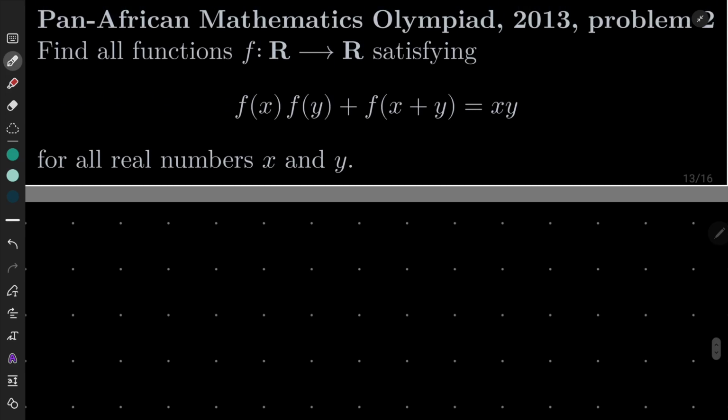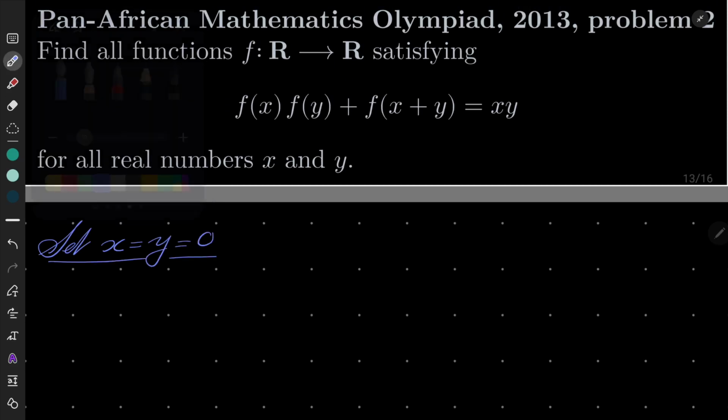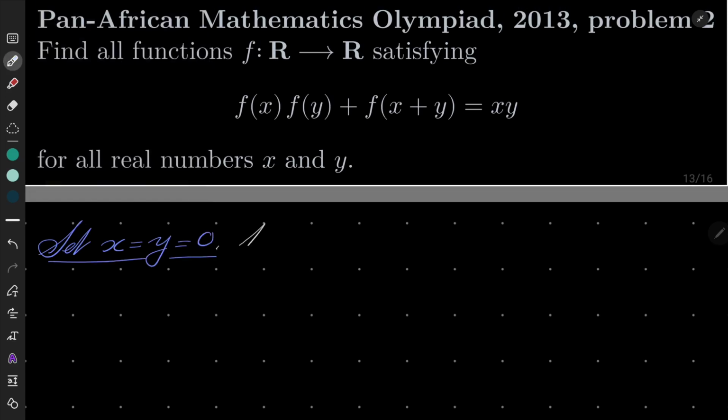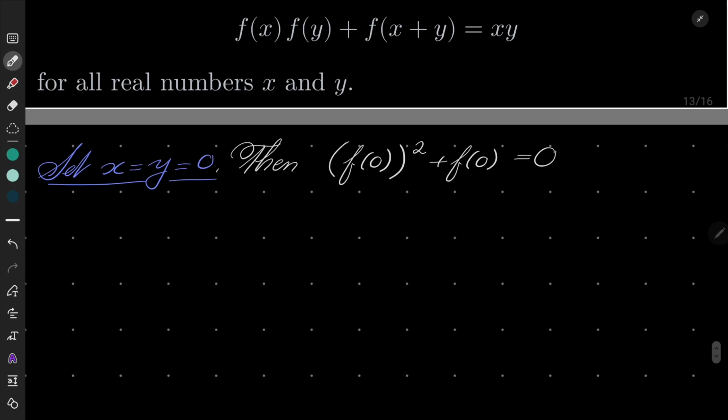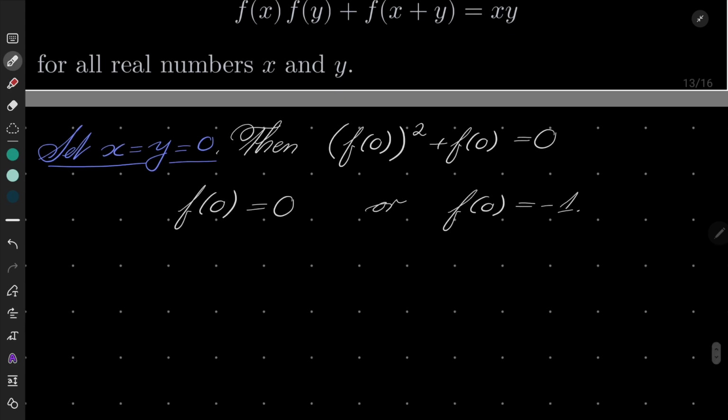Okay, so as I suggested, first of all, I will set x and y to be 0. What do we get then? We have f(0) squared plus f(0) equals 0. And it should be visible that we have only two possibilities: either f(0) equals 0 or f(0) equals minus 1.